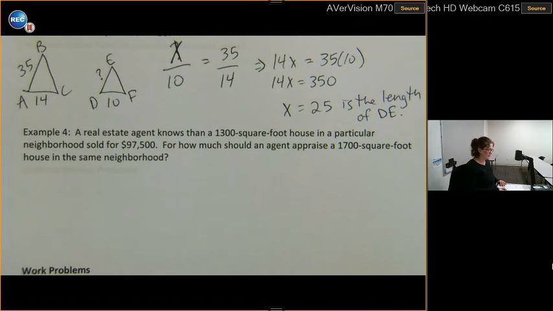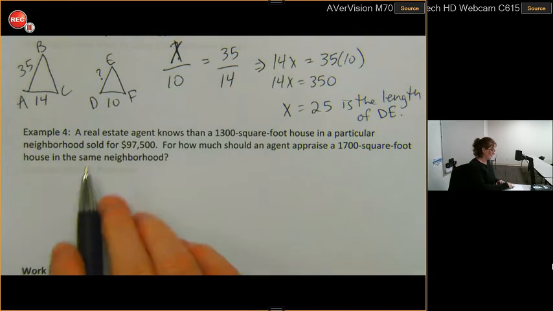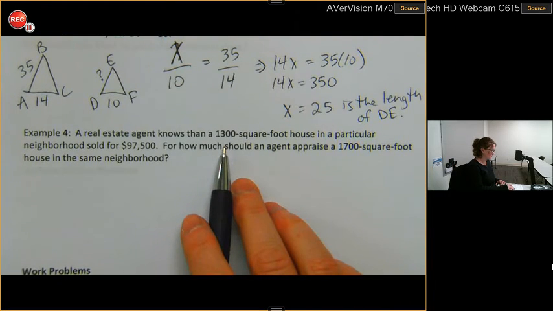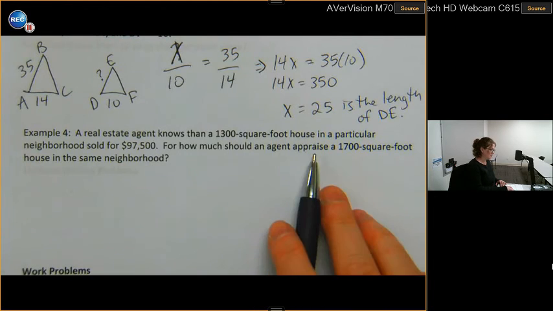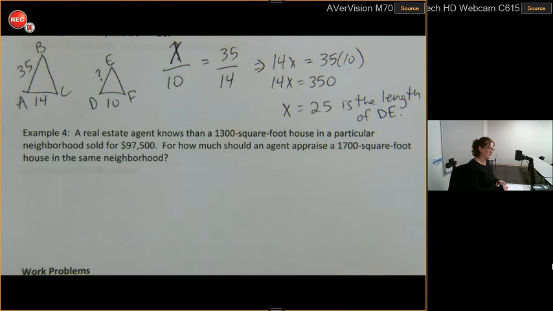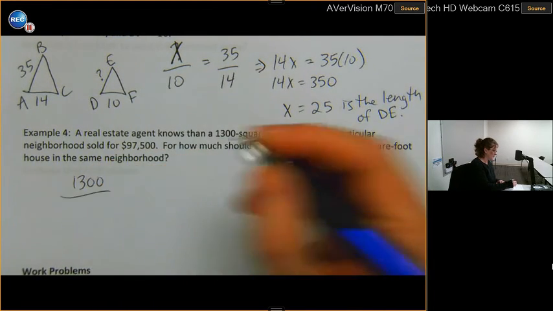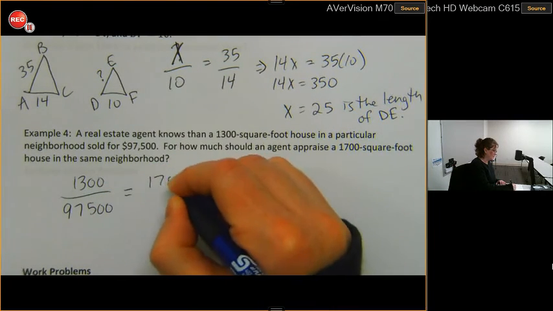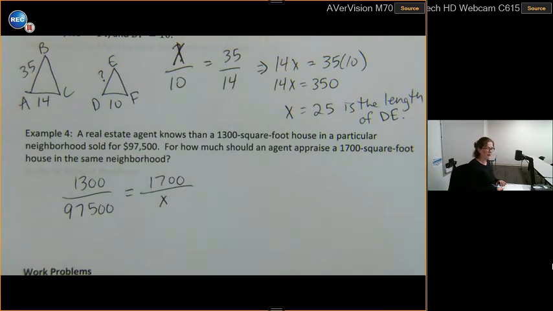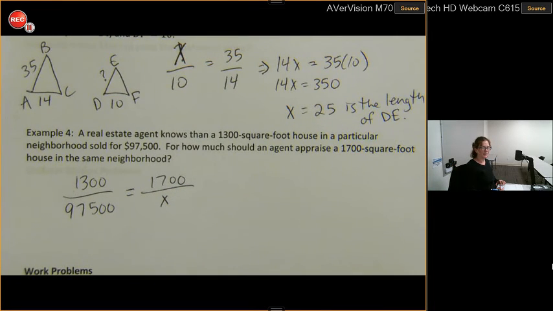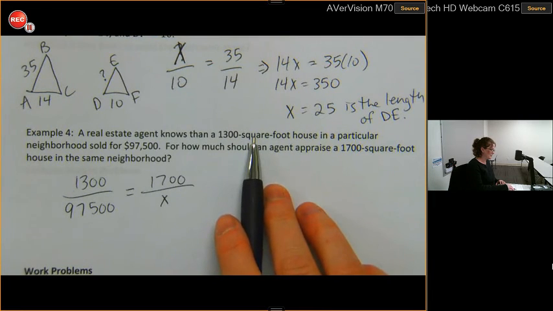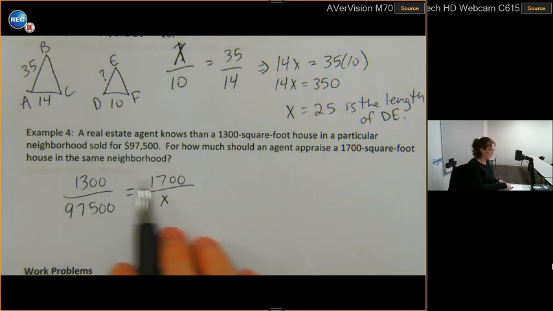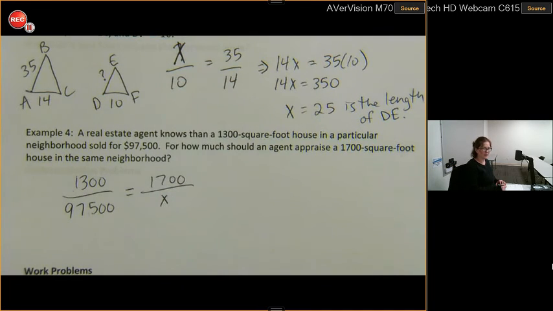Another application of a proportion. A real estate agent knows that a 1,300 square foot house sells for this much. So how much would they expect a 1,700 square foot house in the same neighborhood to sell for? So if I have 1,300 square feet sold for $97,500, then a 1,700 square foot would sell for how much? So it's important that you line up the similar figures. 1,300 is square feet, 1,700 is square feet, so they're both numerators. So my costs are on the denominator.